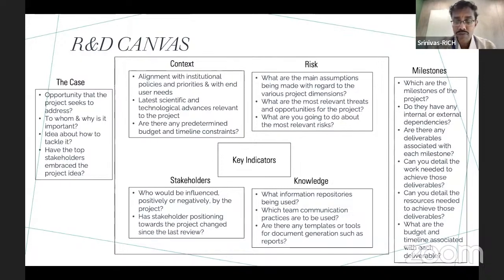So it gives some framework for pursuing R&D, just like a business model canvas, wherein you decide on whether or not to go with a business model. The R&D canvas gives you a template for deciding whether or not the R&D is worth pursuing, taking into consideration what the actual initial case is, what is the context, what is the risk associated with that R&D, who are the stakeholders, and what is the knowledge, right? Okay, knowledge requirement and knowledge development for the product.